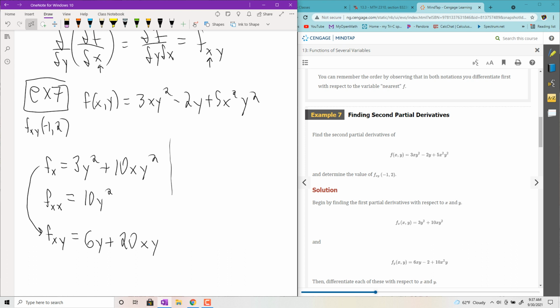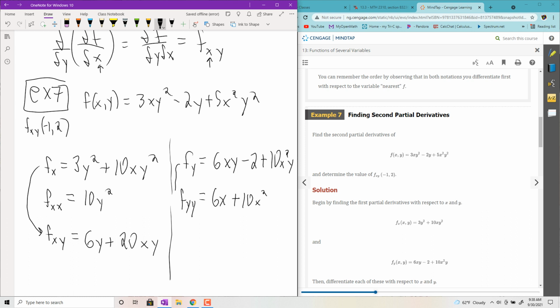Okay, so on the other hand, let's begin with fy. This time the first term is 6xy, the second term is minus 2, the third term is plus 10x squared y. So far so good. Then take the derivative of that again with respect to y. So that would be 6x, the minus 2 is 0 then, and then plus 10x squared.